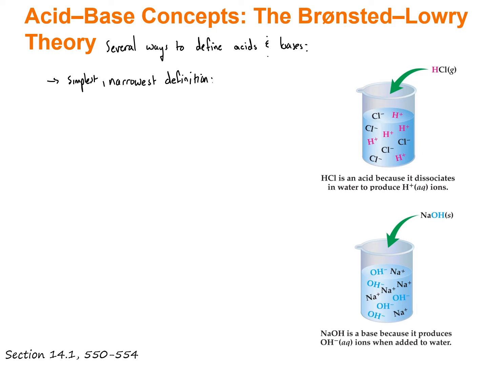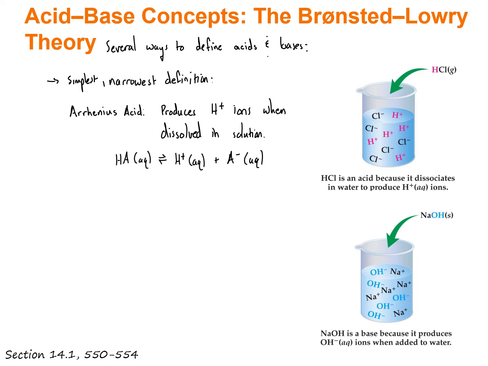The simplest and narrowest definition is called an Arrhenius acid, and that is when we consider an acid to be something that produces H plus ions or hydronium ions when it's dissolved in solution. For instance, if you had something like hydrochloric acid and you put it in a solution, you would see it dissociate into H plus and Cl minus. Since it's creating H plus ions, we can consider it an acid. Writing an equation there, we have HA, aqueous, going to H plus and A minus. You see there that it's creating the H plus ions.